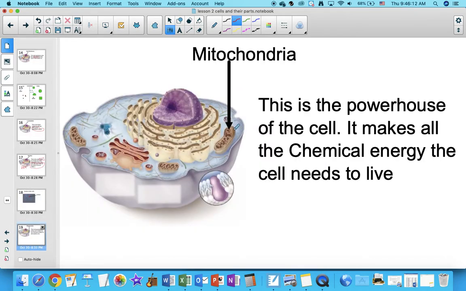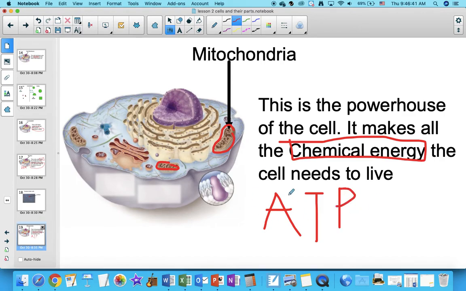The mitochondria, this sort of weird brown looking bean over here, and you can see it here as well, these guys are called the powerhouse of the cell. And the reason why is because they make chemical energy. They make the energy for the cell. Without it, the cell can't function. Remember, all life needs energy, and the mitochondria makes that. It makes the energy in the form of something called ATP.